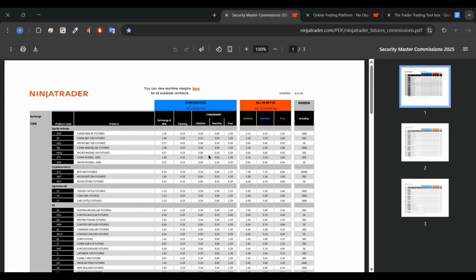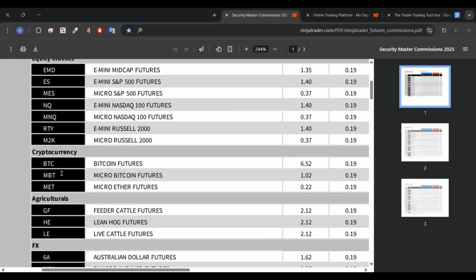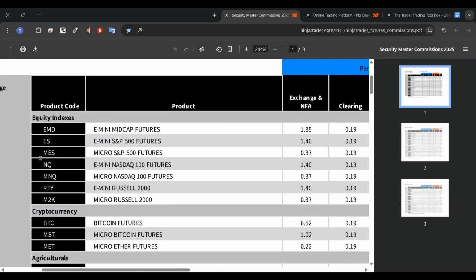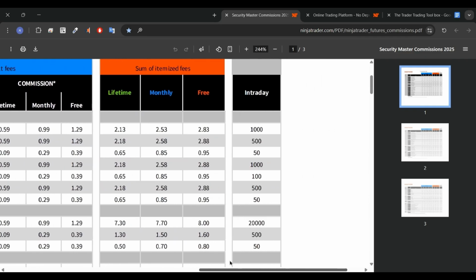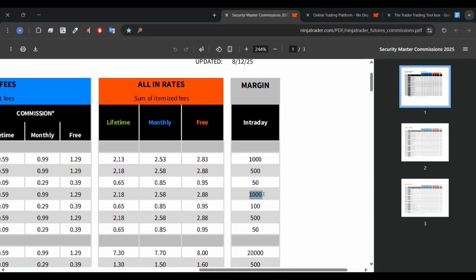As you can see, the PDF file opens up here on your screen, and if we take a closer look for the specific futures contract that we're interested in trading, which in this particular case is the NQ, you can scroll to the other side of the table and see that the margin is $1,000, which is the margin that gives us the ability to buy and sell for the trading day only. All we need in the account is just $1,000.